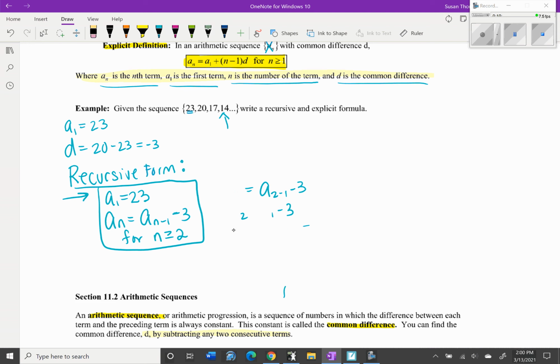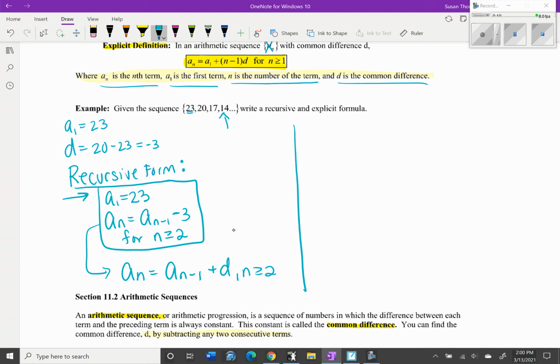All right, so I'm going to erase it so I have room for the explicit form. So again, the formula for this, remember, is a sub n equals the previous term plus the common difference for n values greater than or equal to 2. And of course, that's if you're starting with a first term of 1. You can start with 0, but often we just start with 1.